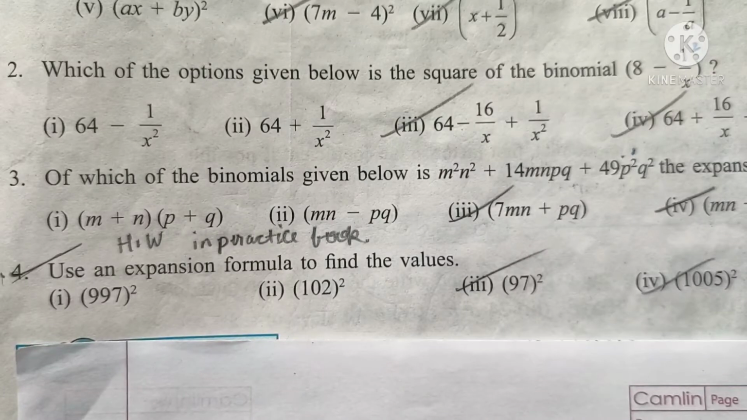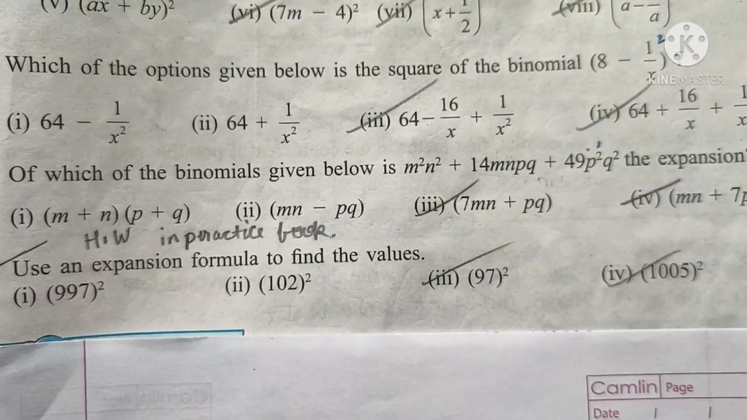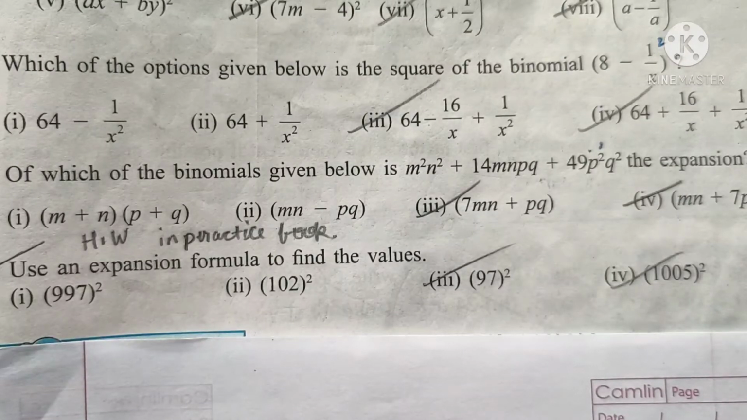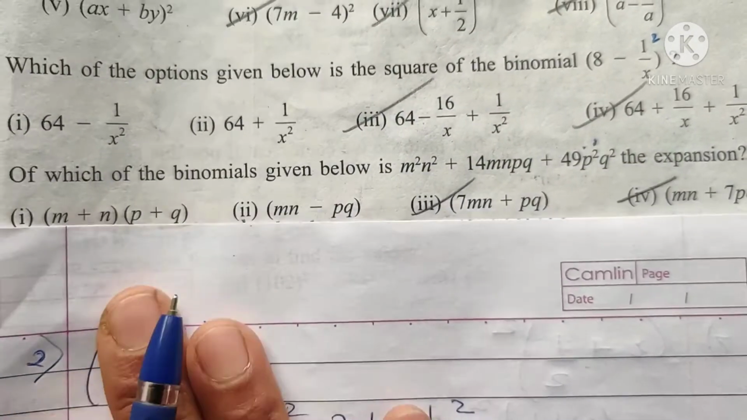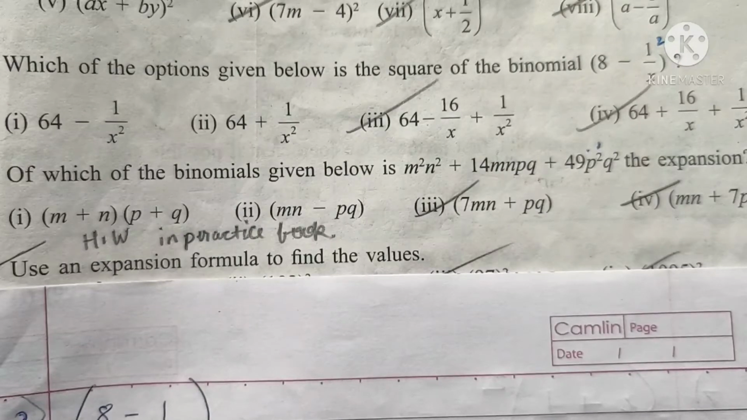Okay, now let's look at the next one. Of which of the binomials given below is m square n square plus whatever, that expression is given, the expansion? Okay, so here this question is the reverse. What are they saying? That the expansion is already given to you and now you need to just find the binomial. Okay, so now the easier way to do this is, obviously, see, all are plus signs, right? You have the first term, the second term is also plus, the third term is also plus. So your answer has to be two binomials between which you have an addition sign, right?